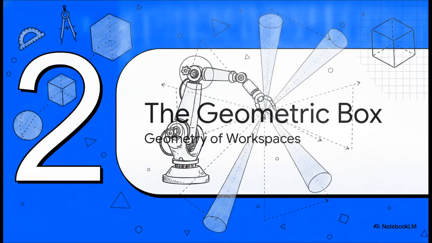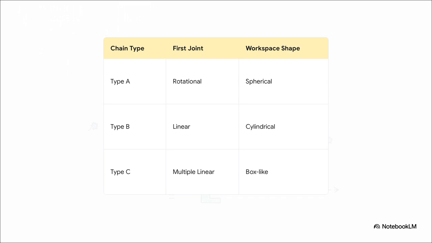Moving right along to Section 2, the geometric box and the geometry of workspaces. Now, what's really fascinating is that engineers actually use pure geometry to calculate those exact operating spaces before a robot is even built. The type of kinematic chain a robot has deeply influences its capabilities. Basically, whether the joints rotate or slide dictates the actual shape of its invisible geometric box.